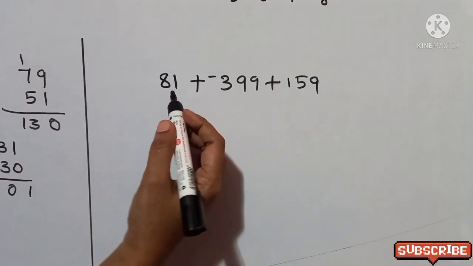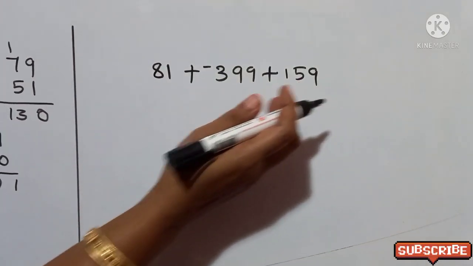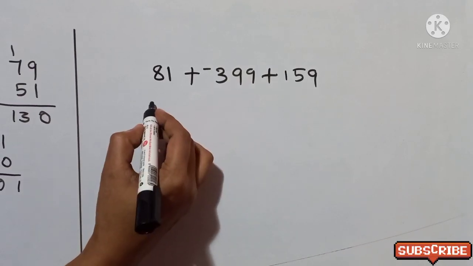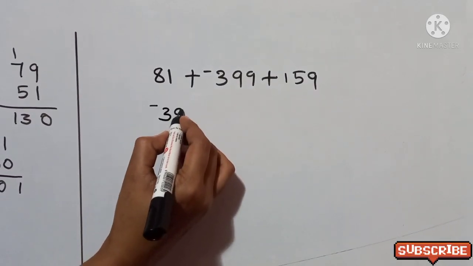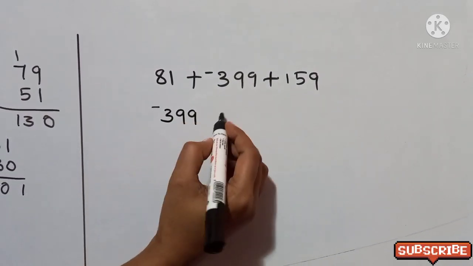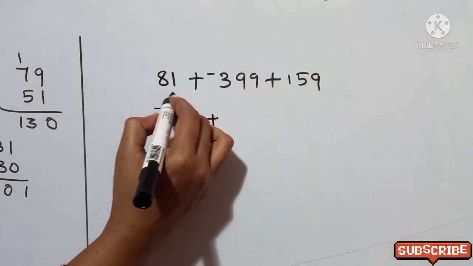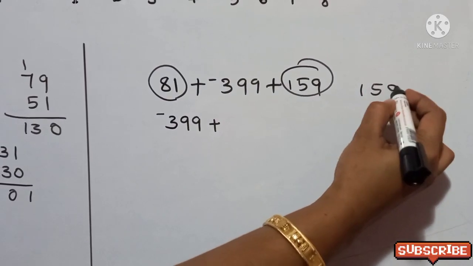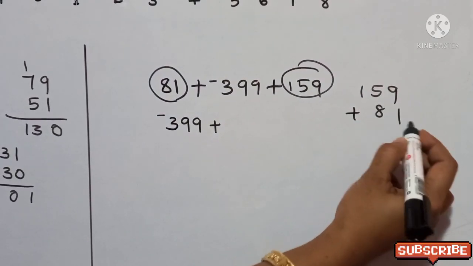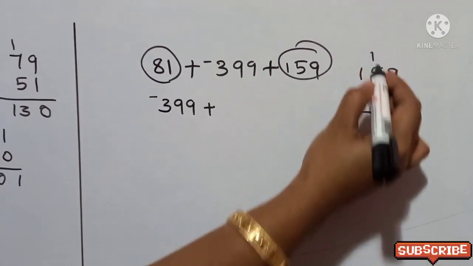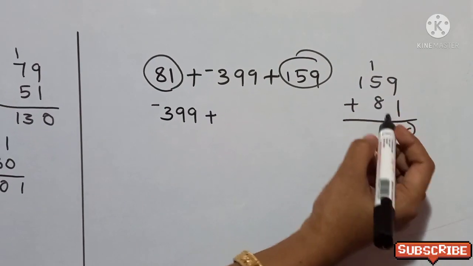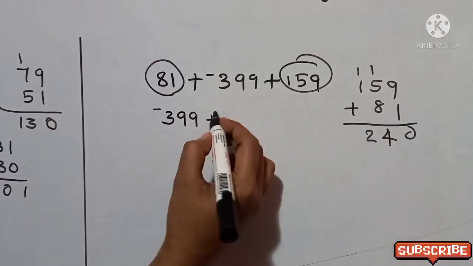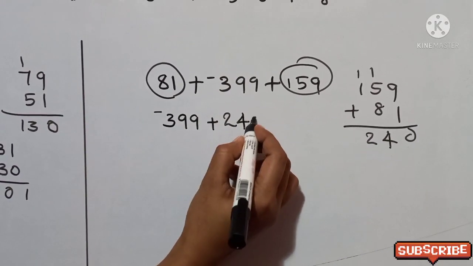Another question is here, a similar question. Two positive integers are there, one negative integer. We have to do it the same way. Let us write the negative number, minus 399. Then plus, add these two positive integers and write 159 plus 81. 9 plus 1, 10, remainder 1. Then 1 plus 5, 6 plus 8, 14, remainder 1, 1 plus 1 is 2. 240 we have got right here, 240.